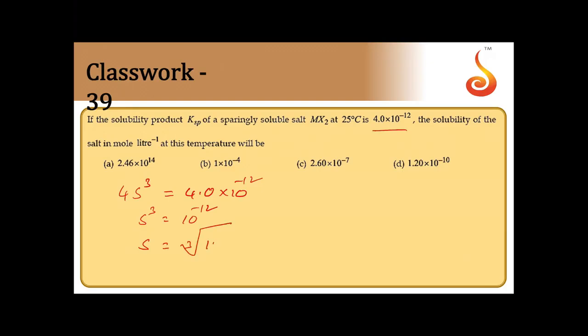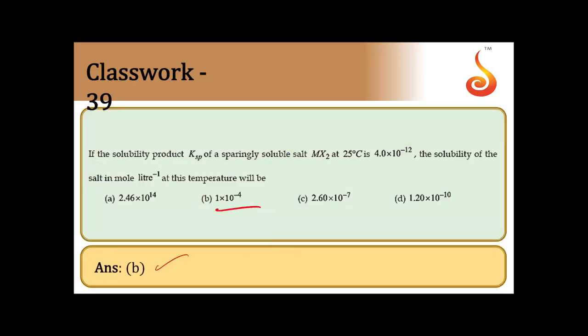s is equal to the cube root of this value, 10^-12. So the answer is 10^-4, which is option B. So for an MX2 type of salt, 4s cube is the formula for Ksp. So we got s cube, and then s is equal to 10^-4. Option B.